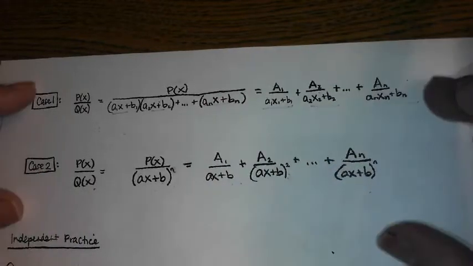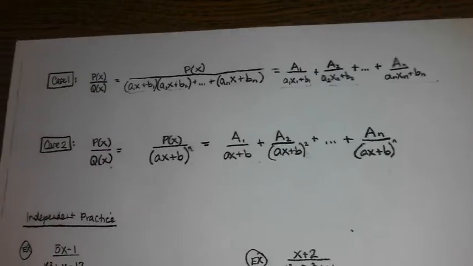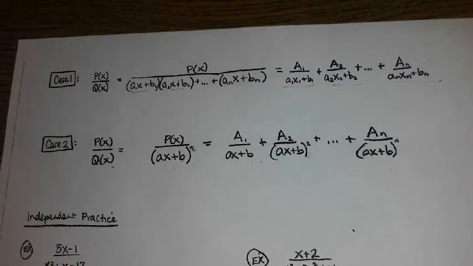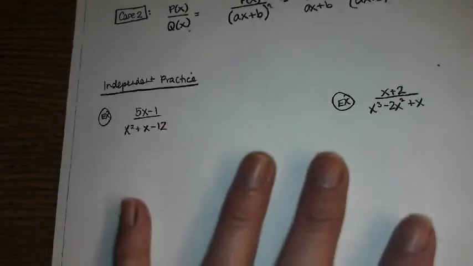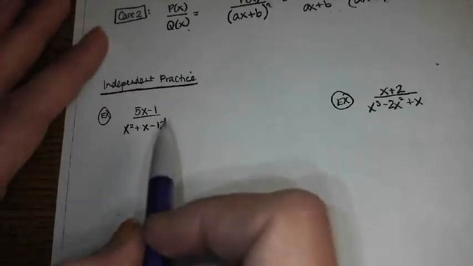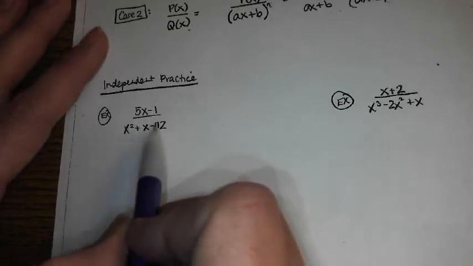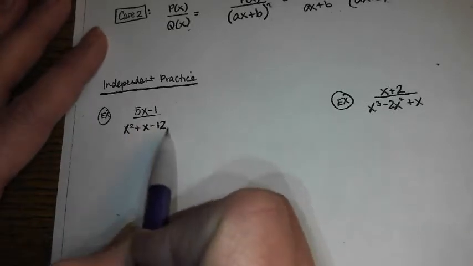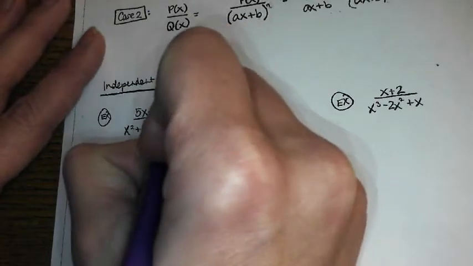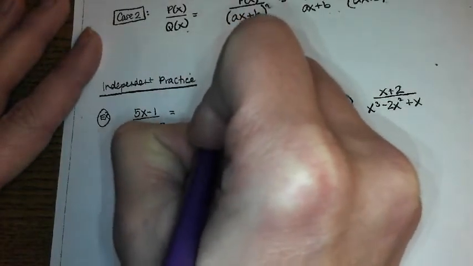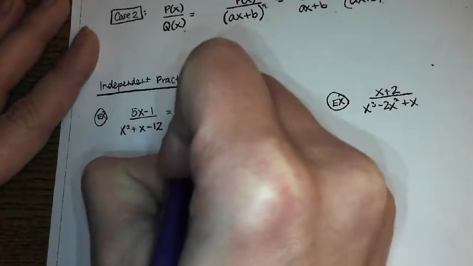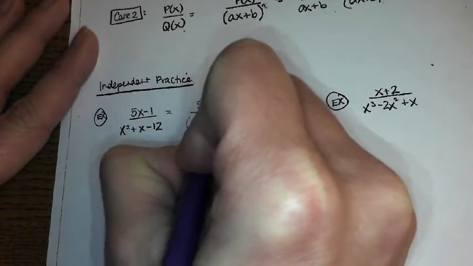But I did want to show that to you, and I also didn't want to start by showing that to you because you would have thought this was the hardest thing on the planet. And it's not that bad. So on the independent practice here, these are slightly different than the front side because our denominators aren't factored yet, so that should always be the first thing you do. And this denominator is going to factor into x plus 4 and x minus 3.